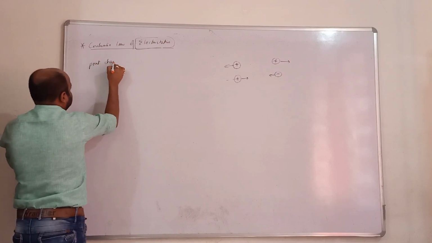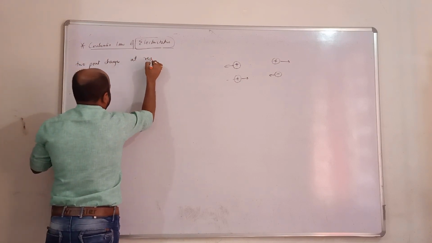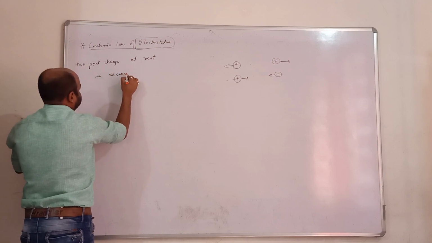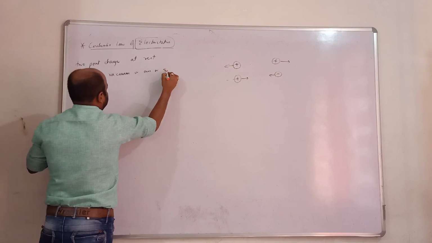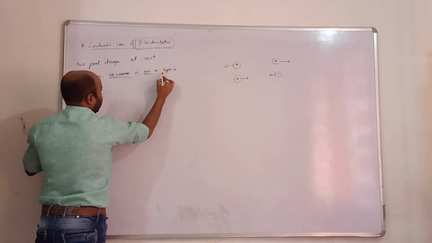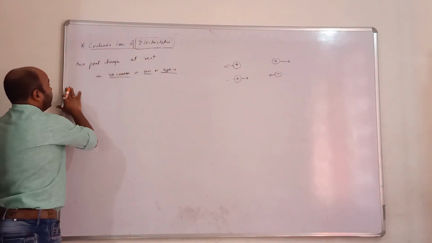Point charges, two point charges at rest in vacuum. Vacuum, air or space. Theoretically, for me, vacuum, air and space are all the same, but practically they are different actually. So what does Coulomb's law say?